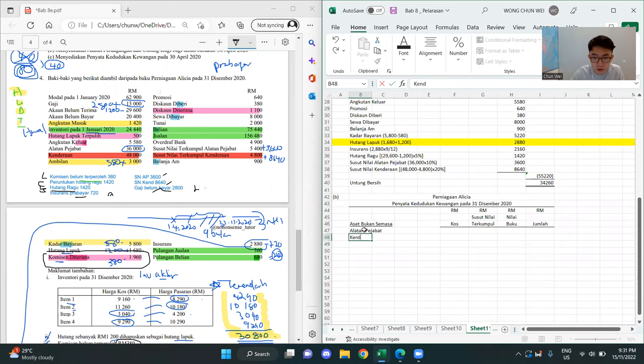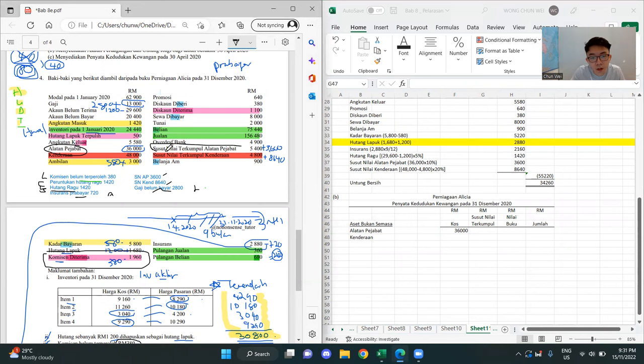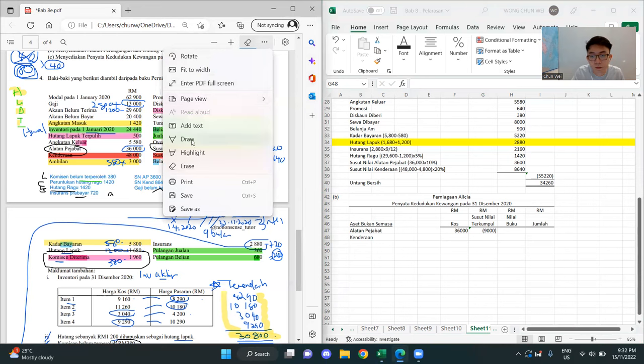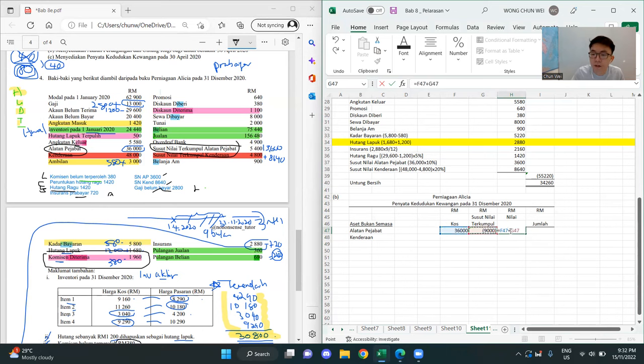Okay, so alatan pejabat, then after that is your kenderaan. So for your alatan pejabat, you take the cost. So the one that you see here, the 36,000, you put here. Okay, for your alatan pejabat, let's focus on alatan pejabat first. Then after alatan pejabat, look at the susut nilai terkumpul alatan pejabat. And then can we still use 5,400? The answer is no. Because can you see I already add 3,600 to my new SNT this year? So you have to add 5,400 plus 3,600, you get 9,000. So SNT, you have to minus bracket 9,000. This is 5,400, right? See, wrongly, yeah, 5,400. So you minus, see what you get. So 36,000 minus 9,000, you get 27,000. So this 27,000 is your nilai buku.